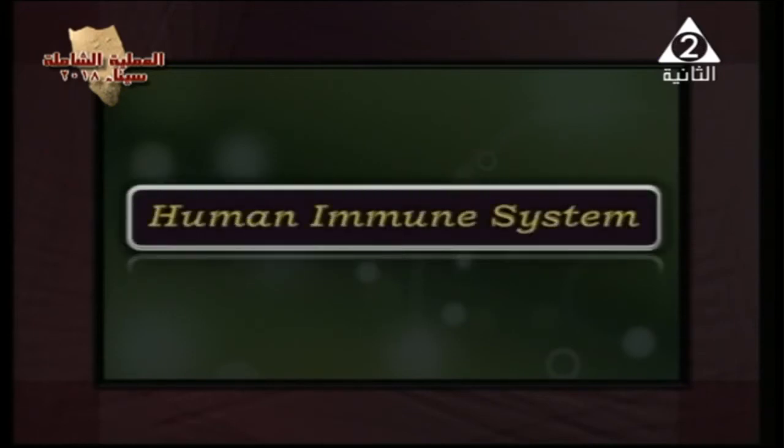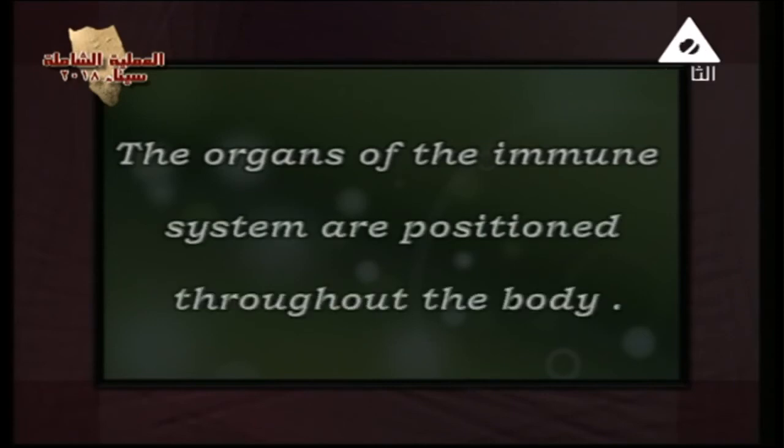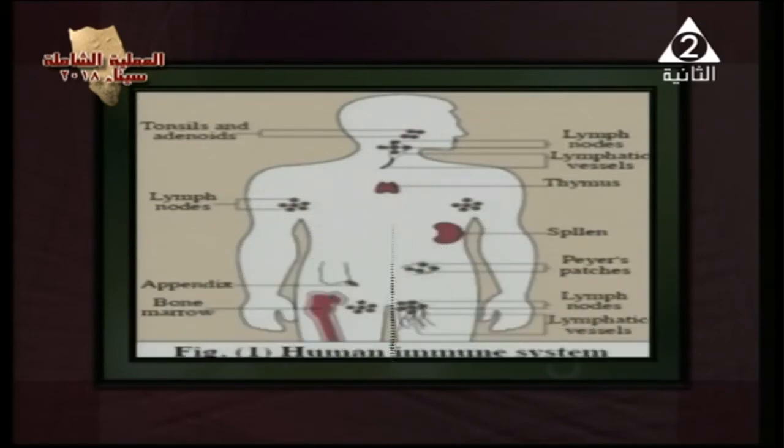Okay, human immune system. Most of the organs of the immune system aren't attached together or positioned in one place throughout the body; they are scattered. We have here a picture that shows the human system, and as it appears, the human immune system doesn't look like the digestive or respiratory system. It isn't connected or linked together, but is a group of cells and tissues scattered through your body. As we're going to study, they include the spleen, lymph nodes, tonsils, and so on, but they are connected in such a way.